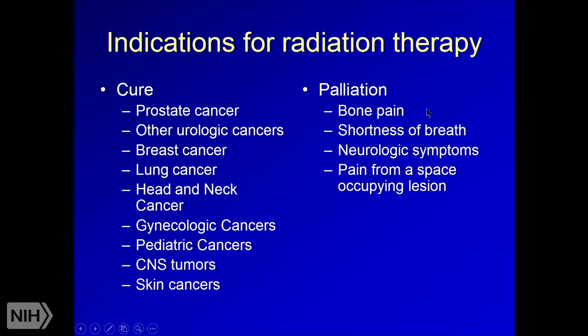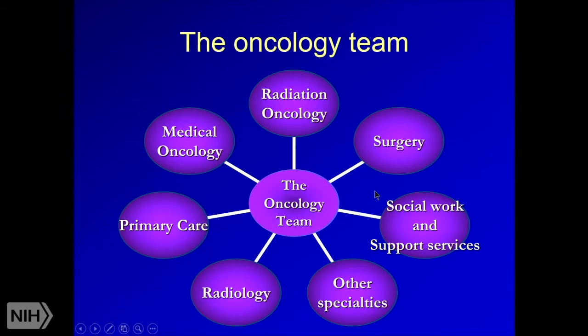And then we look at palliation. These are just some of the main examples where we use radiation. So bone metastases for bone pain, shortness of breath when tumors are pushing on one of the bronchi, neurologic symptoms if a patient has brain metastases, or if a patient has pain or discomfort from a space-occupying lesion, to name a few. The oncology team is actually a multidisciplinary team, and to be honest, this is, I think, one of the things that draws a lot of people to the oncology field.